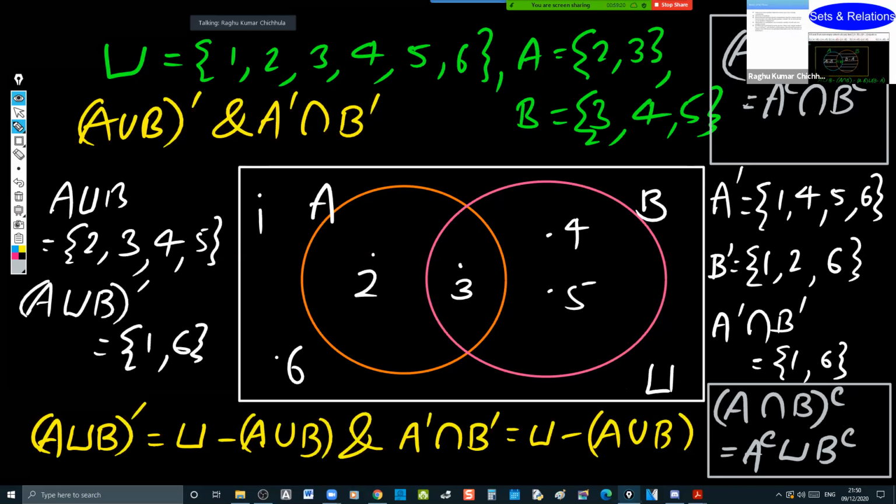When you are splitting the brackets, A complement, B complement, union becomes intersection. When you are splitting the brackets, A complement, B complement, in between, intersection becomes union. Just notice that, please. Notice this.